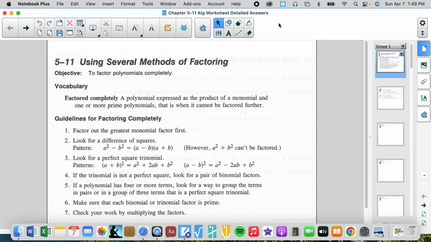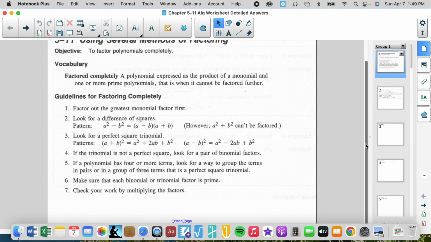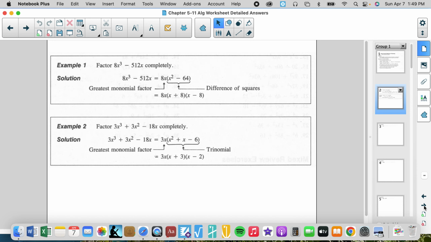This is chapter 5.11. Let's take all of the different techniques and methods of factoring, and now let's see if we can recognize how we attack each one. Each one's going to be a little bit different. So what's the procedural way of going about it? You know that I listed those numbers. So let's just get right into it.